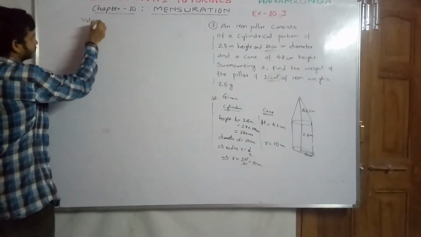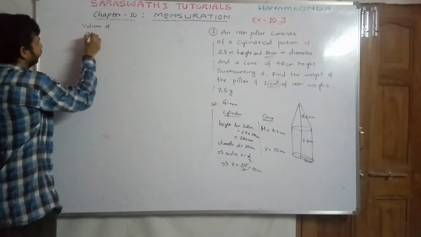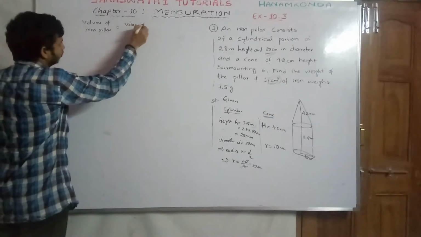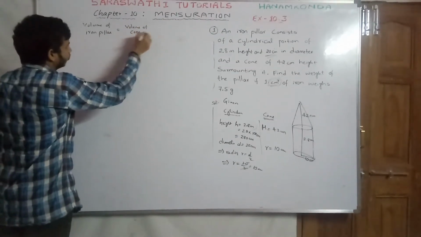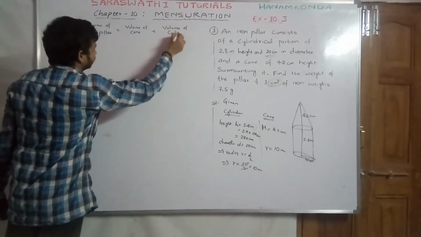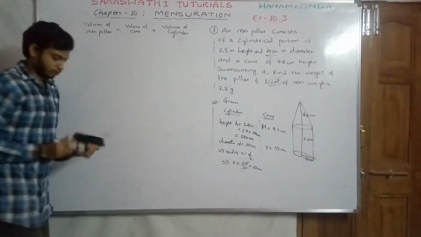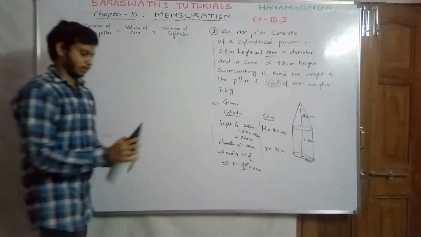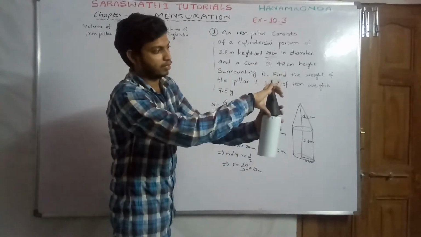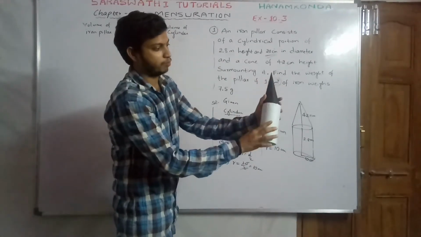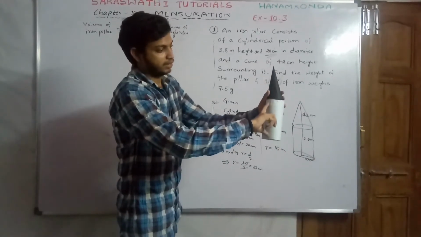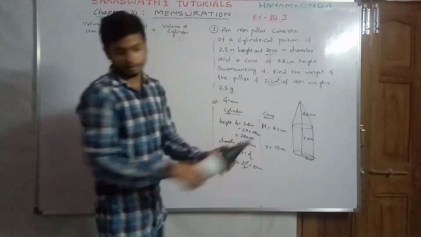So now, volume of the iron pillar equal to volume of the cone plus volume of the cylinder. Okay, so I will show the cylindrical portion. The iron pillar will be in this shape. It consists of a cone surmounting a cylindrical portion. We have to find the volume of this solid. That means we have to add the volume of this cone to the volume of this cylinder to find the volume of this pillar.